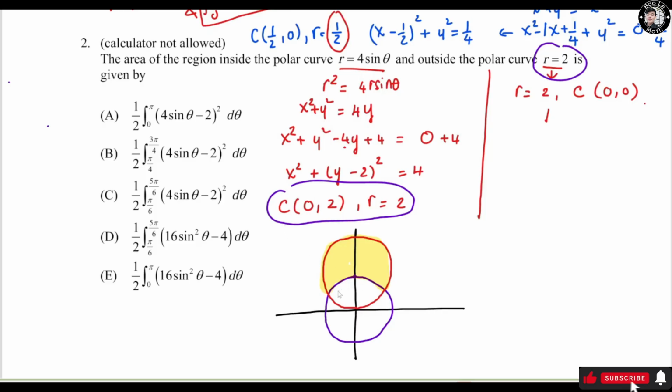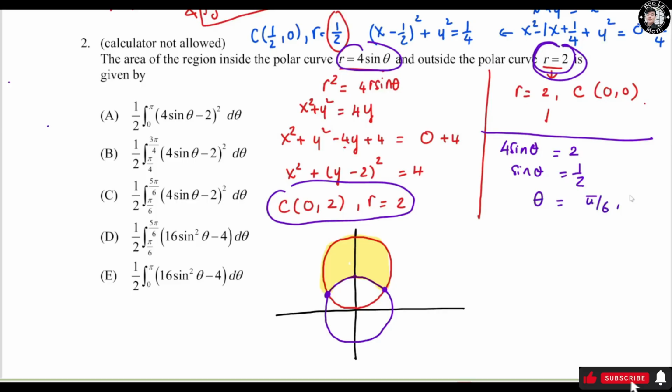Now first, I need to find the intersection between this guy and this guy, right? So I just equate this guy and this guy, right? So I have 4 sine theta equals 2. So sine theta equals 1/2, right? And theta equals pi over 6 and 5 pi over 6, right?